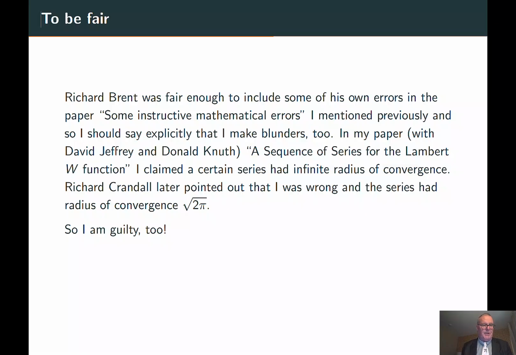But to be specific, in my paper with David Jeffrey and Donald Knuth, a sequence of series for the Lambert W function, I claimed that a certain series had infinite radius of convergence. And both of my co-authors said, okay. I guess I was very convincing, but Richard Crandall later pointed out that I was wrong, and the series had radius of convergence root 2 pi. So blunders are blunders.